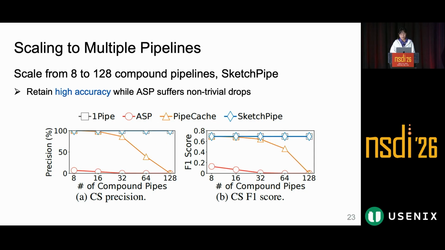We also study scalability when the number of compound pipelines increases from 8 to 128 in simulation. This is important because future switches are likely to use more pipelines to scale throughput. These results show that SketchPipe retains high accuracy, while array split placement suffers substantial accuracy drops. This suggests that SketchPipe becomes even more important as switch architectures continue to scale out through more pipelines.